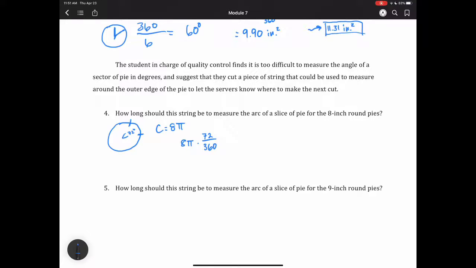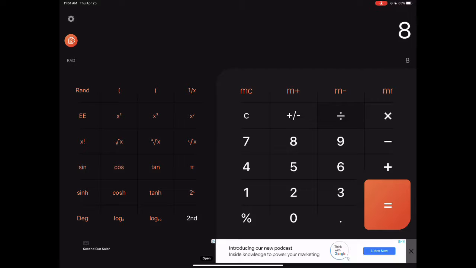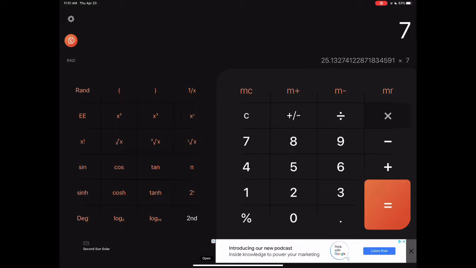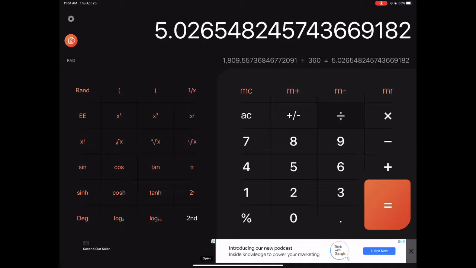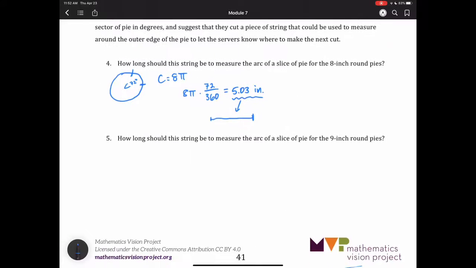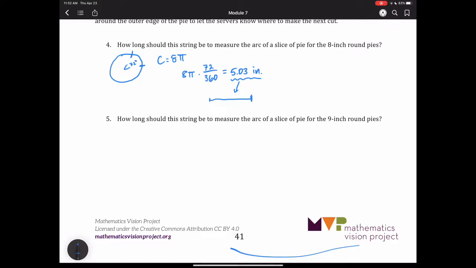So I get to go ahead and multiply that circumference, 8 times pi, by the fraction of the circle we're working with, 72 divided by 360, and I get 5.03 inches, okay? And not inches squared here, right? This is just 5.03 inches of string. So our string that we'll use to wrap around the pie to see how long our cut should be will be 5.03 inches.